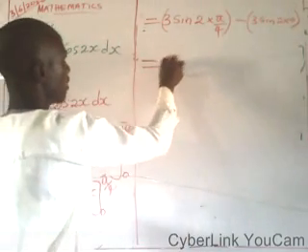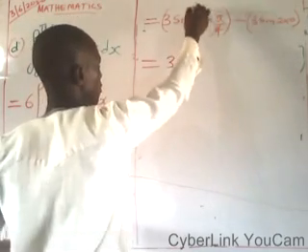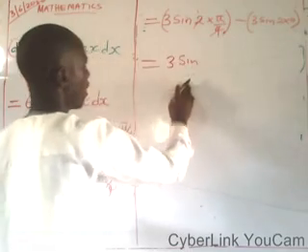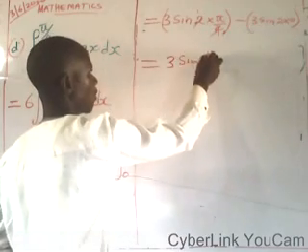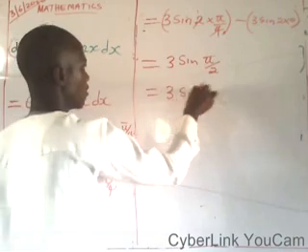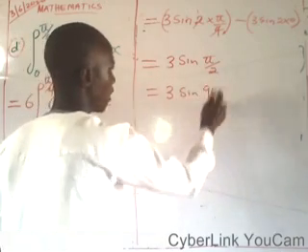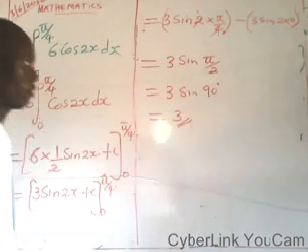Here I will have 3 sine, this is 180. Of course this and this will go. I have 2, so I now have pi over 2, and pi over 2 is 90. So I have 3 sine 90 degrees. And what is sine 90 degrees? It is 1. So my answer will be 3. And that's what I have.